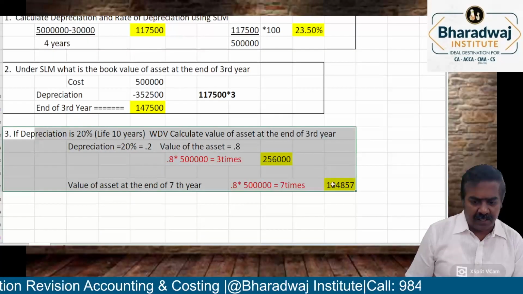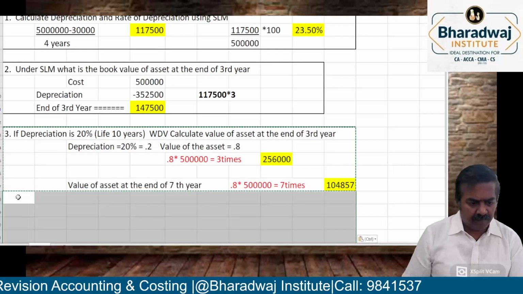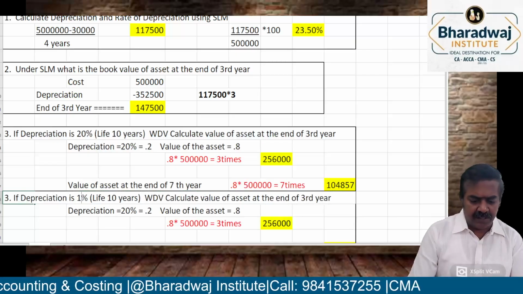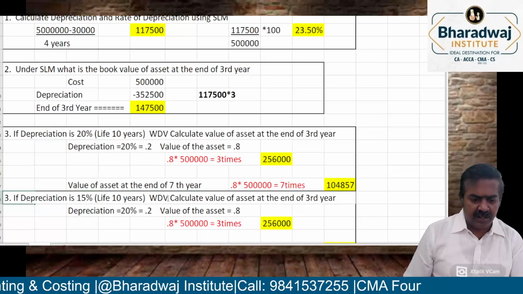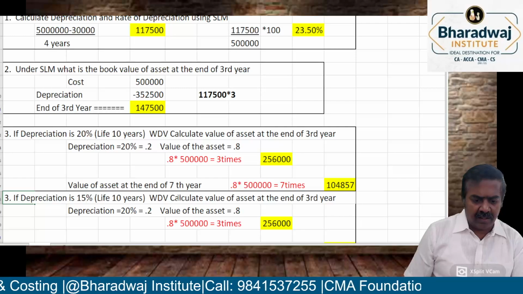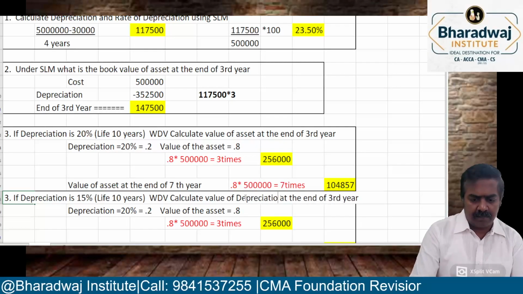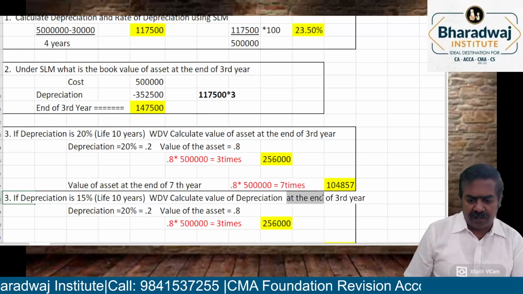I'm continuing with the same question. If depreciation is 15%, life is 10 years, calculate depreciation for third year.